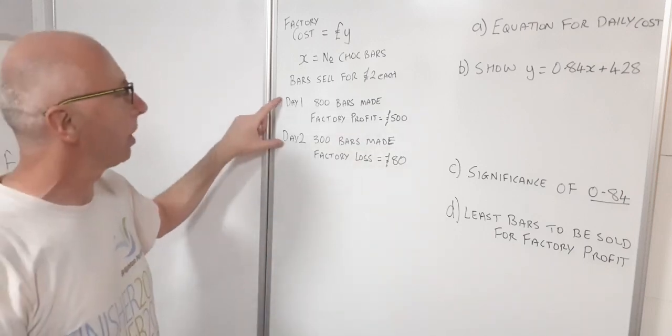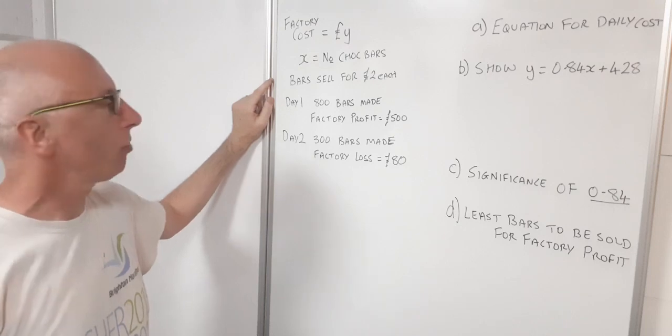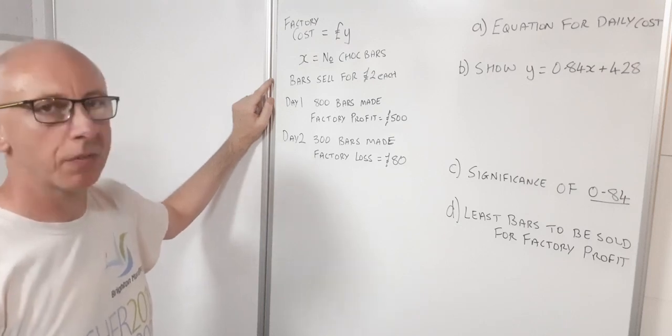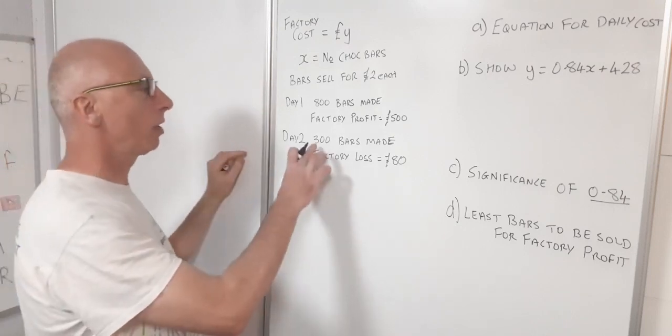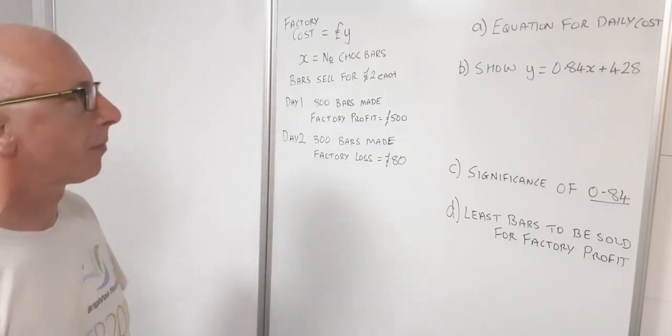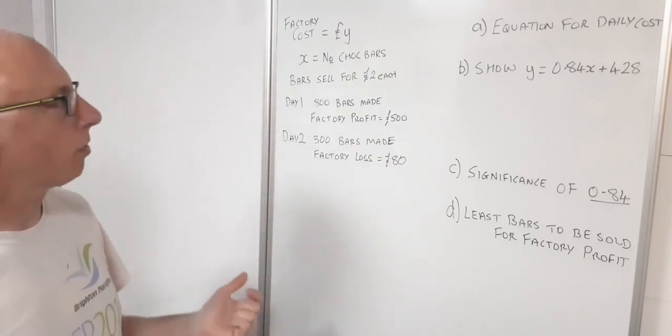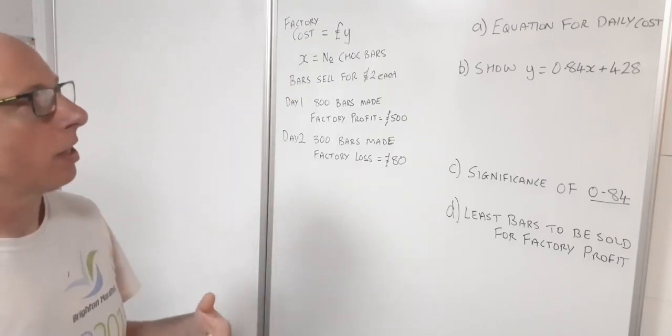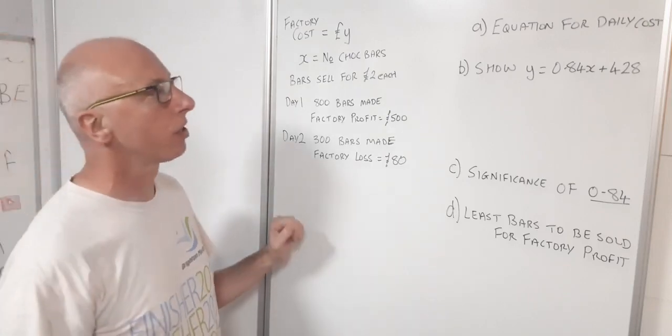Now what we've been given is on day one they made 800 bars and the profit was £500. On day two they made only 300 bars but the factory lost £80. So let's go through the questions one at a time. So the equation for a daily cost.